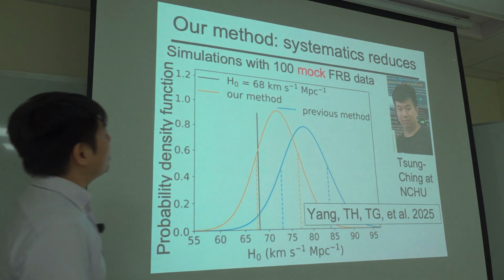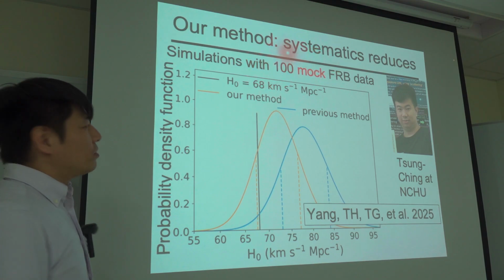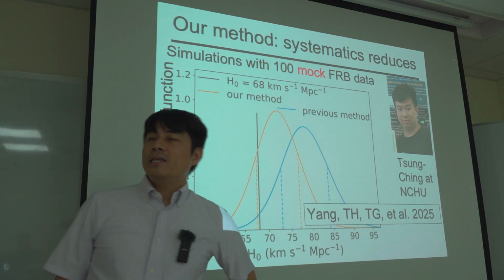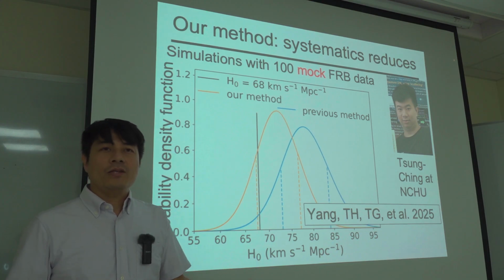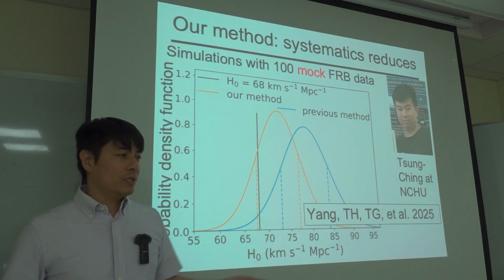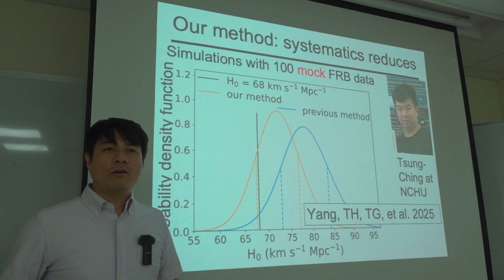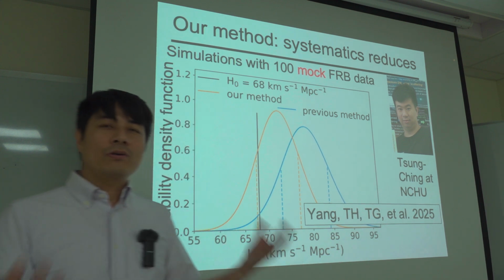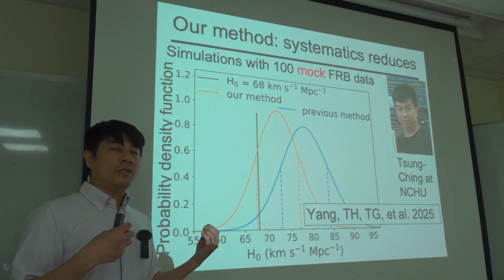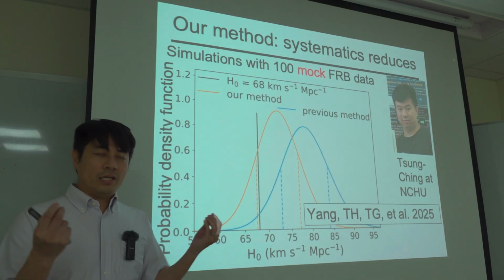Then he made 100 mock FRB data. This is useful because when he generates mock data, we know everything about it. The true answer, we know. So we constructed the mock data first, and for that, we know the true answer.